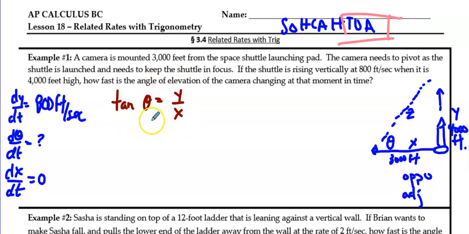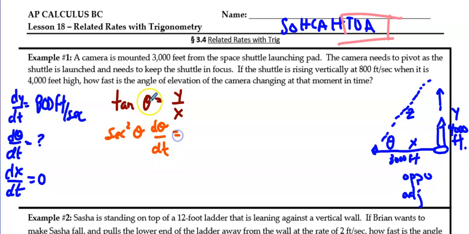But this is the equation. So in related rates, we always have to figure out what ties in everything that we have here. So we're going to go ahead and take the derivative of this implicitly, and so let's do that now. The derivative of tangent of theta is going to be equal to secant squared theta, and then d theta dt, right?